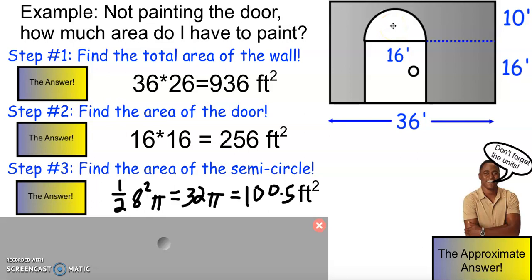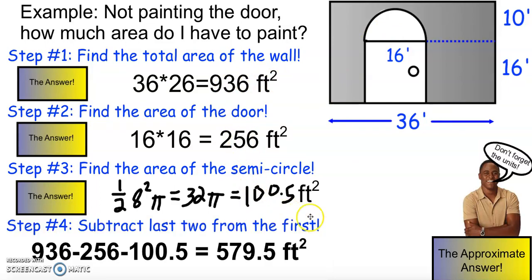So in order to figure out how much I have to paint, all I need to do is take my wall and subtract these two numbers from it, and that'll give me my answer. So that becomes 579.5 feet squared.